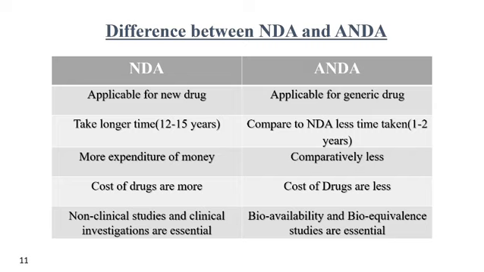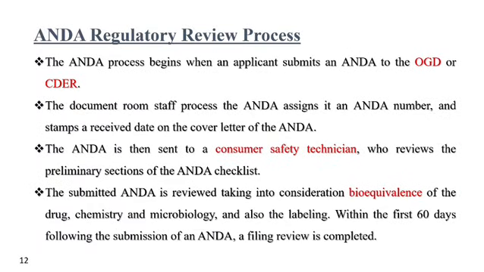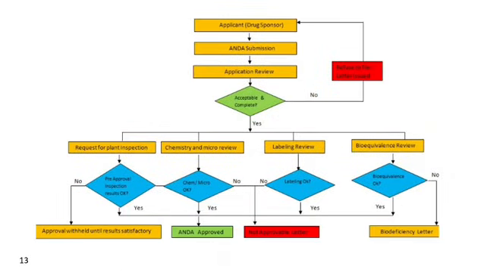The ANDA review process starts when the application is submitted to the FDA. The FDA checks bioequivalence, chemistry, microbiology, and labeling before making a decision.